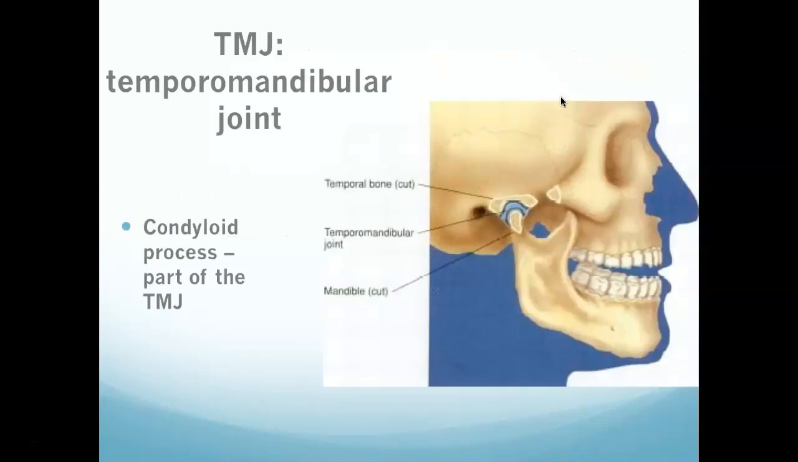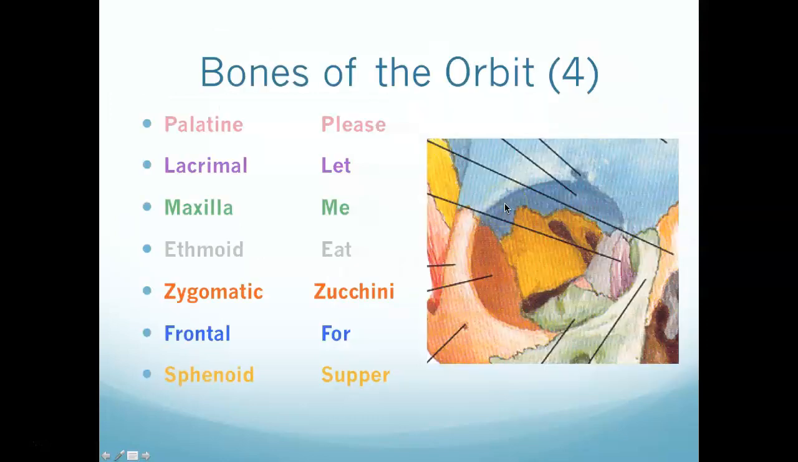Here's your TMJ, a close-up look, and you could see your condyloid process coming together with what's known as your mandibular fossa on your temporal bone. I left this part out of your lab list, but I thought it'd be good to know.